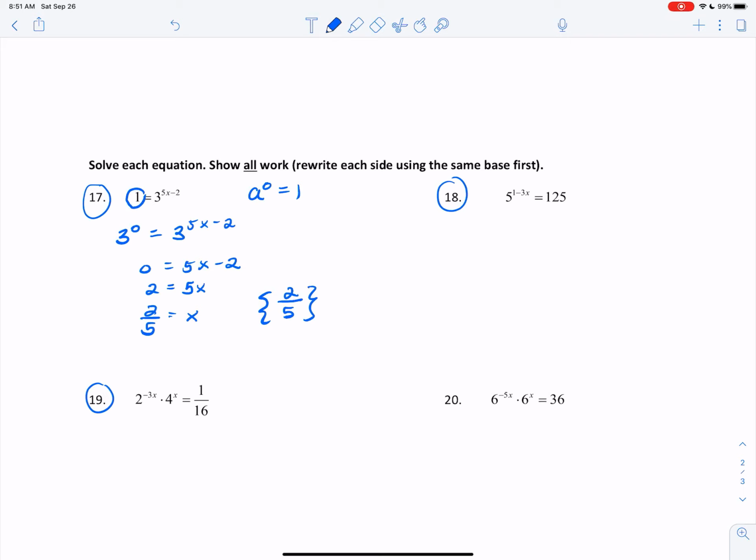All right, 18. We can rewrite 125 as a power of 5. 125 is 5 to the 3rd. So we have 5 to the 1 minus 3x equals 5 to the 3rd. Set our exponents equal. 1 minus 3x equals 3. Subtract 1, so negative 3x equals 2, and x must be negative 2/3.